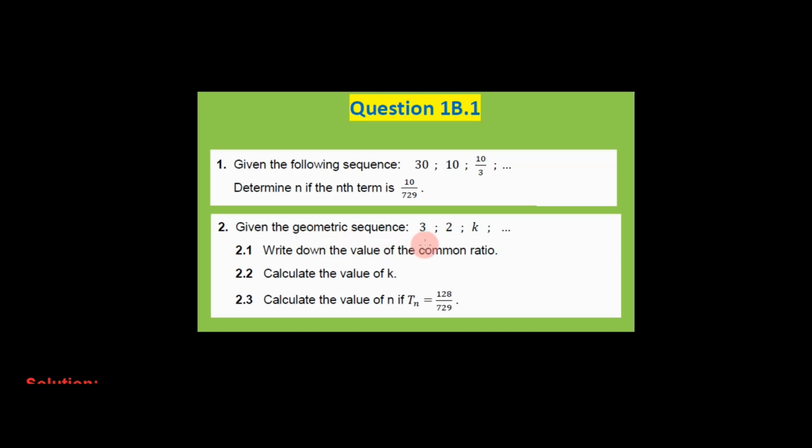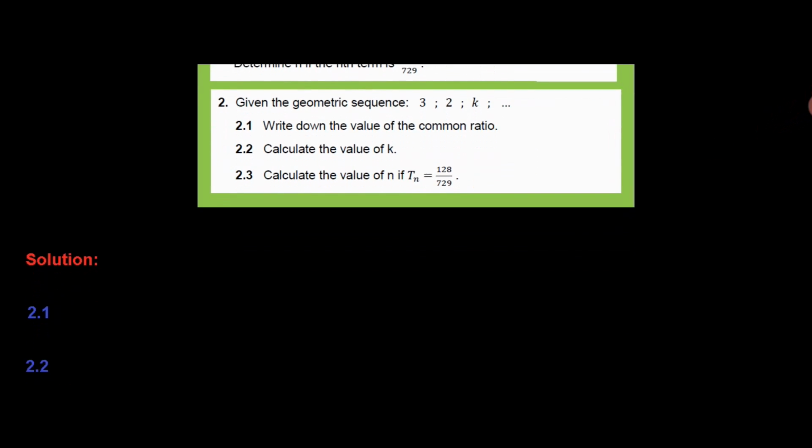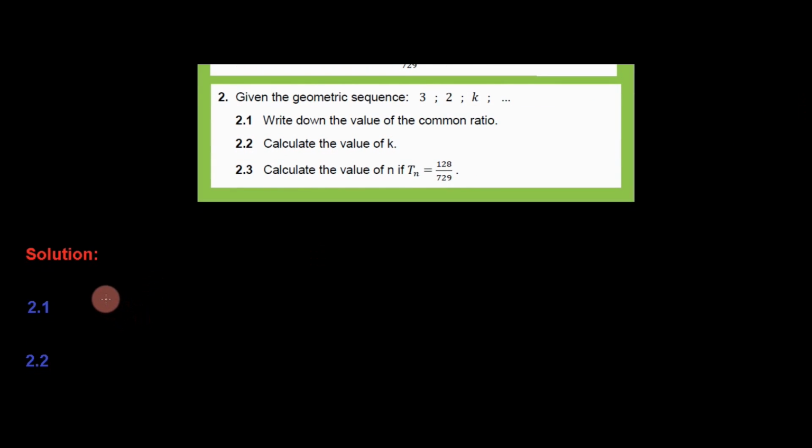Let's look at your answer to the second question here. We are given this GP, 3, 2, K, etc. And in the first question, we have to write down the common ratio, or the value of the common ratio. Now, that's quite easy because r, the common ratio, we can get by taking term 2 divided by term 1. So it's 2 over 3.